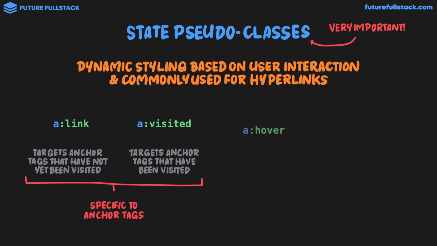The next pseudo-class is the hover pseudo-class. This targets an element when the cursor is placed over it. It's like what we saw at the start, how the button turned from green to purple. That would be using a hover pseudo-class.